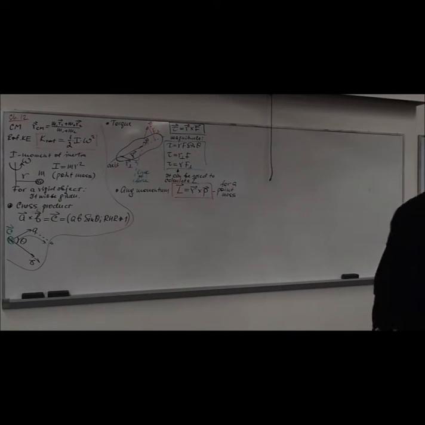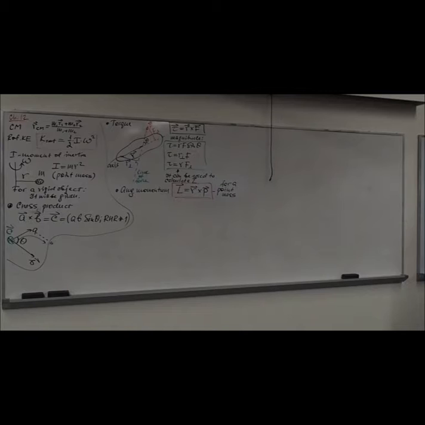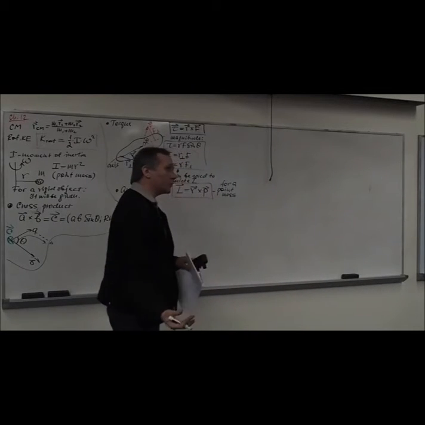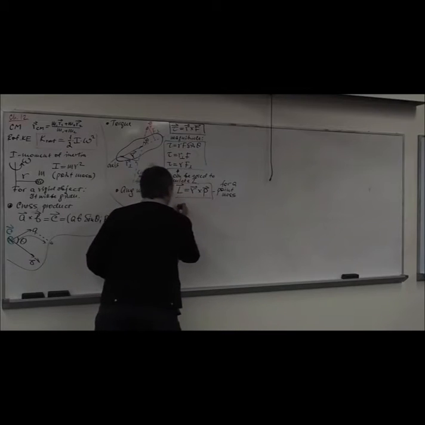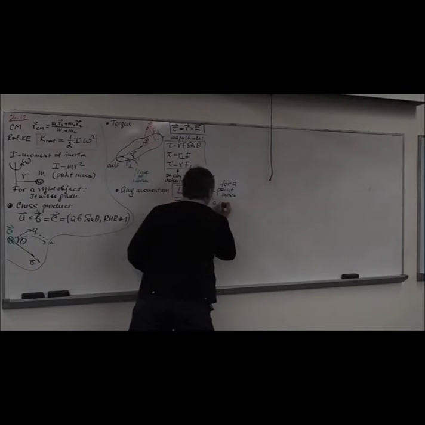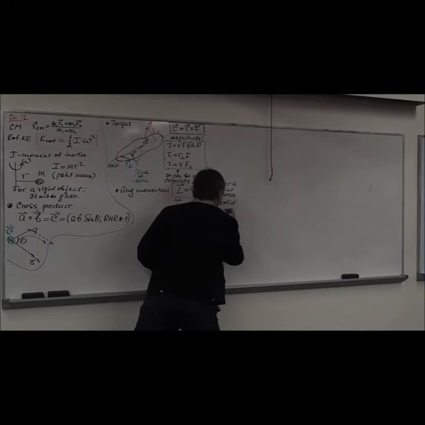Now, how can we calculate angular momentum of a solid object, a rigid object? Again, it can be shown mathematically. We did not do it, of course, because it's for an advanced level class. Angular momentum is I omega. That is for a solid object, or rigid object.